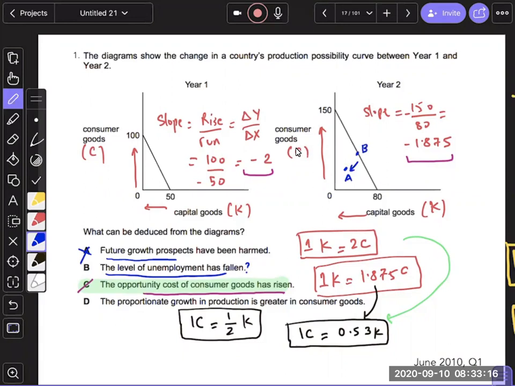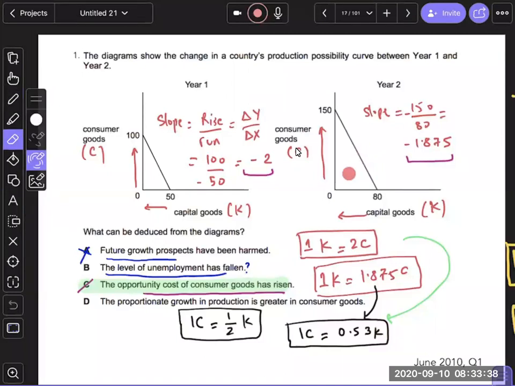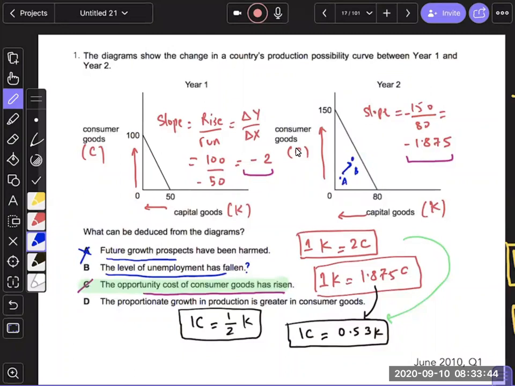Remember, unemployment is shown not on the curve, but inside it, at a point. The question says the level of unemployment has fallen, not gone up. Makes sense? The level of unemployment has fallen, which means you might go from, for example, A to B.